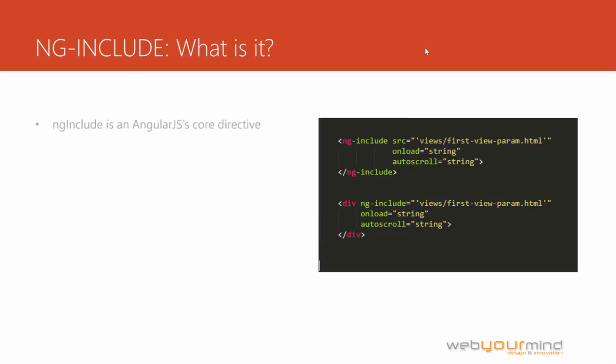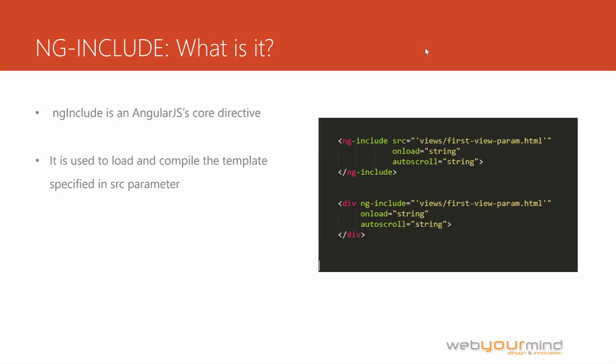So first of all, what's that? It's an AngularJS core directive. It's used to load and compile the template specified in the src parameter, as you can see here. So basically we'll just use this directive in our code and we'll supply between the src attribute the URL that contains our fragment. The template name is enclosed within double quotes and in single quotes as well inside the double quotes. The reason why is because the actual parameter supplied to the src property will be an expression, as you have seen in other directives as well.